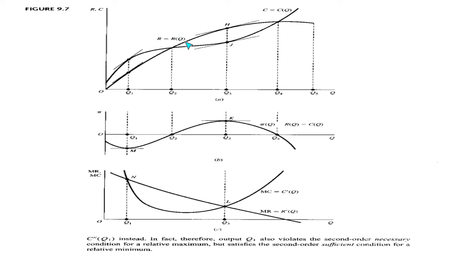Then after Q2, we have the total revenue above total cost, I mean. So we have positive profit. Here we have positive profit. Where is the highest point? It is between H and G, where the total revenue function is above and as far as possible from the total cost function. This distance is the maximum, so the total profit is maximum at Q3. We are looking for this point, where the tangent line to the profit function is parallel to the Q axis.